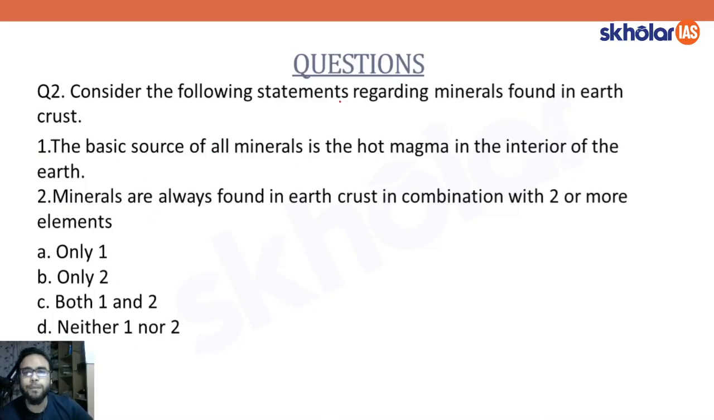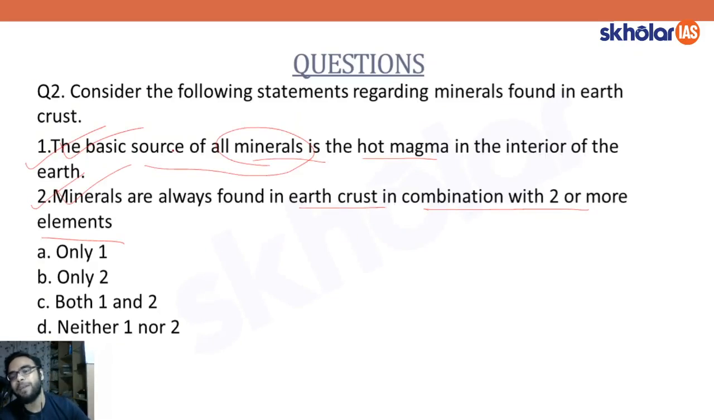Now what is the next question? The next question says, consider the following statements regarding minerals found in the Earth's crust. The basic source of all minerals is hot magma in the interiors of the Earth. Second statement: minerals are always found in the Earth's crust in combination with 2 or more elements. Statement 1 is correct because what is the basic source of all minerals? We have studied it is hot magma, right? But the second statement is not correct. Why? Because minerals can be found as a combination of elements, but in certain cases they can also be found as a single element as well. So what is the correct answer? The correct answer is A. That means only statement 1 is correct.